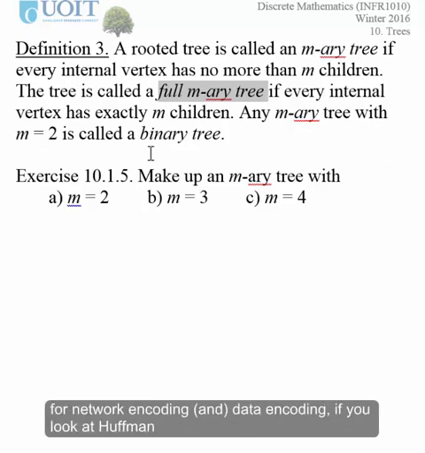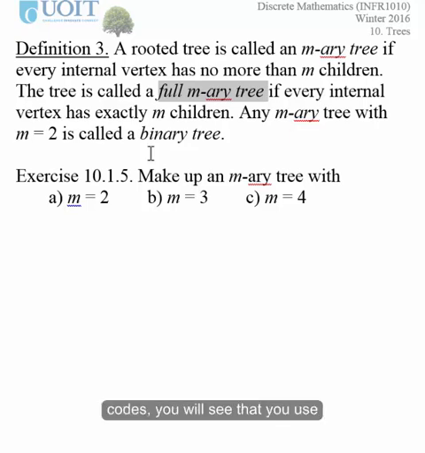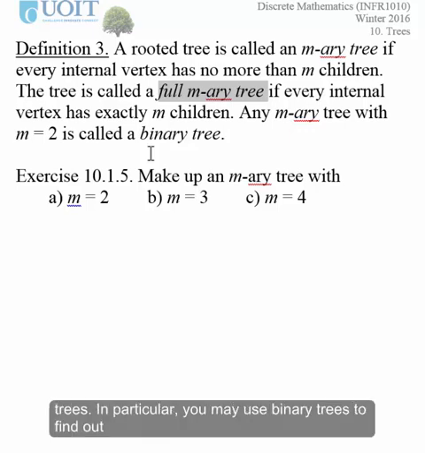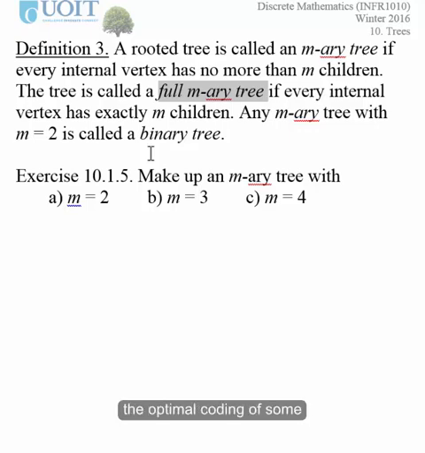And you will see for network encoding, for data encoding, if you look at Huffman codes, that you use trees. In particular, you make use of binary trees to find out the optimal coding of some string of characters.